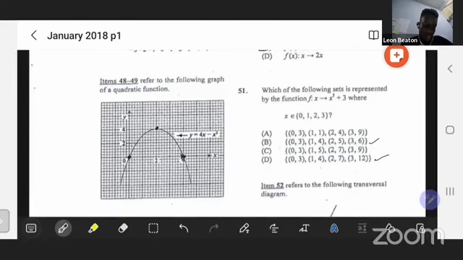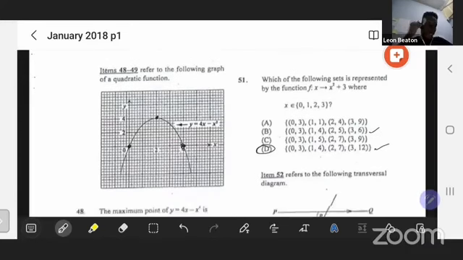So let's now plug in 2 here. So we have 2 raised to the second power, 2 times 2 is 4. 4 plus 3 is 7. So we got D as our answer. We don't need to continue. If you want, you can just try the last one. 3 raised to the second power is 9. 9 plus 3 is 12. So the answer is D.